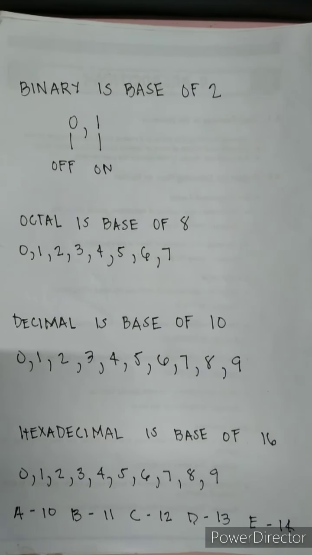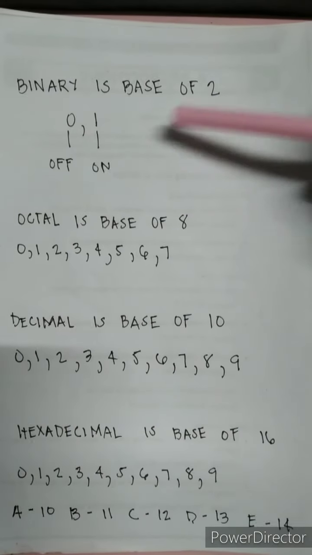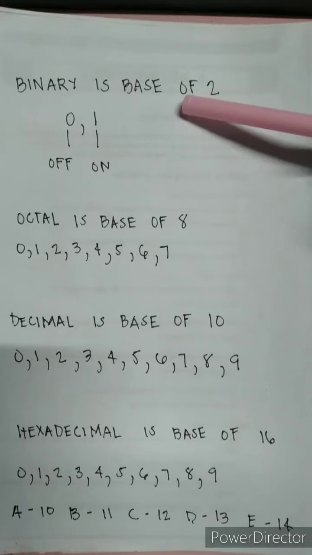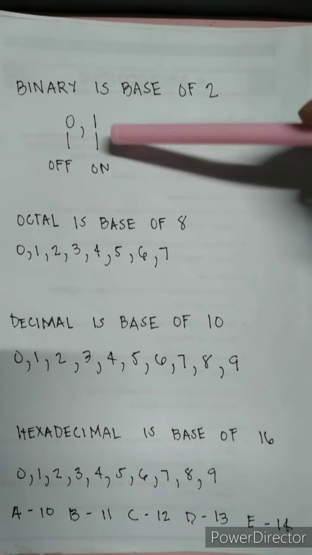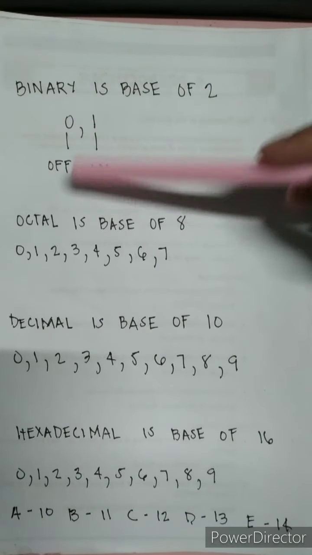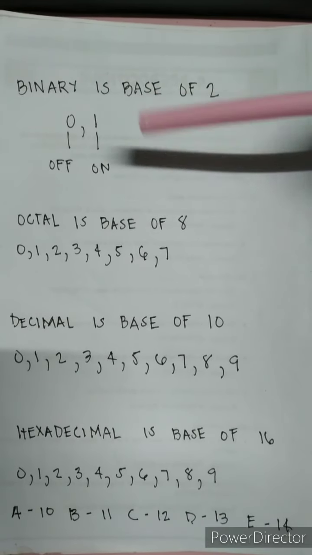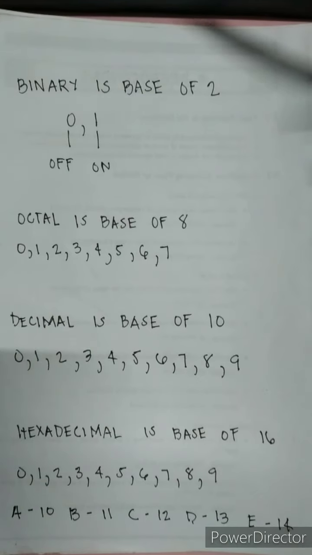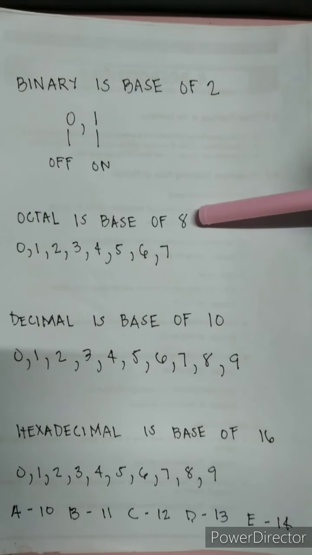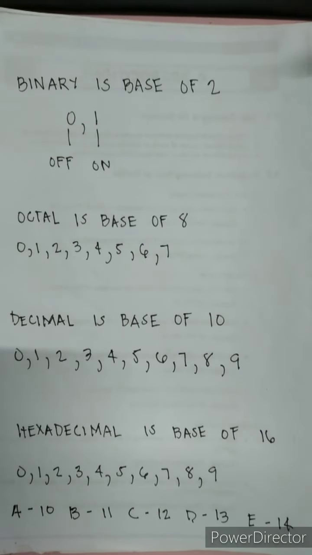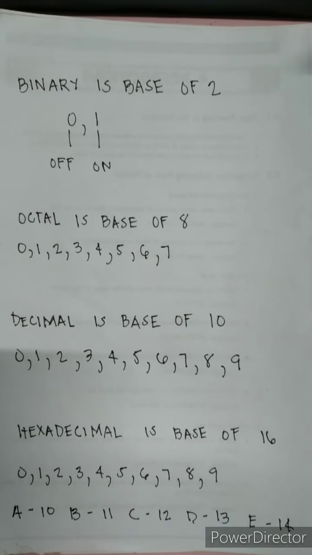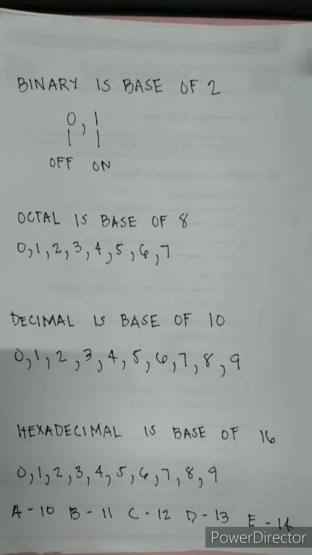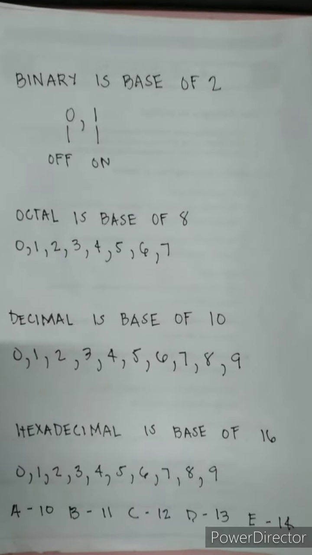So the first number system will be the binary. Binary is based of two digits, which will be 0 and 1. The meaning of 0 will be off, while the 1 is on. And the second number system will be octal. Octal is based of 8 possible digits, which is the 0, 1, 2, 3, 4, 5, 6, and 7. And that will include the 0.